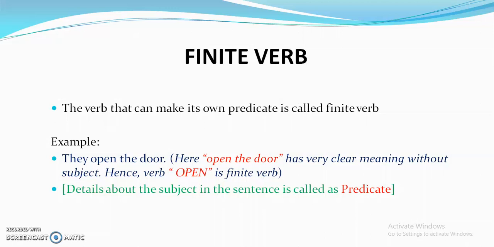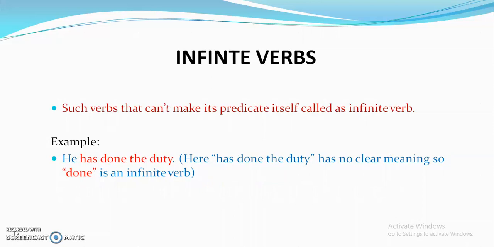Then comes the finite verb. The verb that can make its own predicate is called a finite verb. For example, they open the door. Here, open the door itself has a clear meaning. Hence the verb open is a finite verb. Infinite verbs. These are the verbs that can't make a predicate by themselves without any subject. For example, he has done the duty. Here, has done the duty has no clear meaning. So, done is an infinite verb.